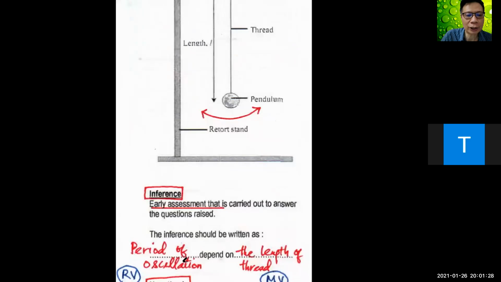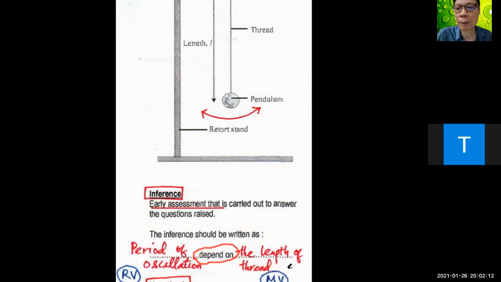Period of oscillation depends on the length of the thread. So the keyword here is depends on. Period of oscillation depends on the length. That's the way to write the inference. Just now we said when the length is long, it takes a longer period. When the thread is short, it will take shorter time. Correct or not? So all these we say period of oscillation depends on the length of the thread. So this is the inference.